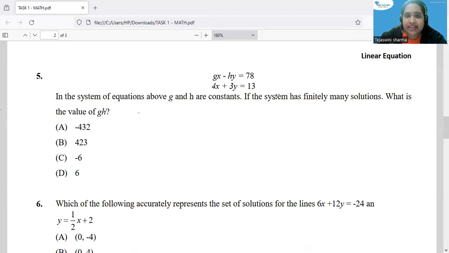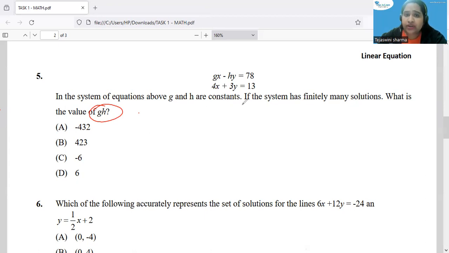So gx minus hy is equal to 78 and 4x plus 3y is equal to 13. Also, do it fast and find the value of gh, meaning multiply this product. We have to find the value in this system of equations. Above, g and h are constants, and if the system has infinitely many solutions, what is the value of gh? That has been asked of us.